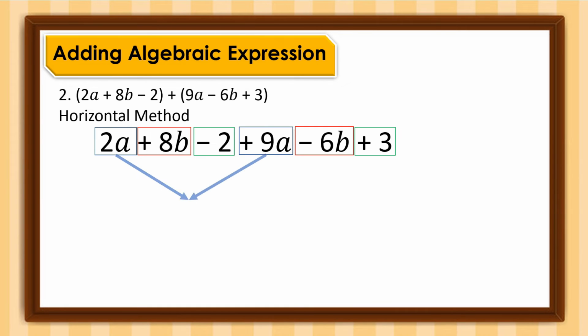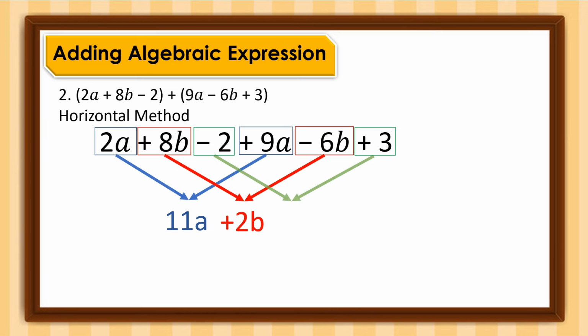Then combine like terms. 2a plus 9a is 11a. 8b minus 6b is positive 2b. And negative 2 plus 3 is 1. Therefore, the answer is 11a plus 2b plus 1.